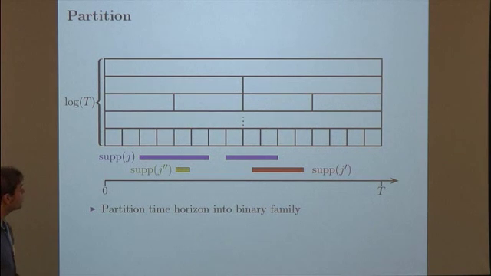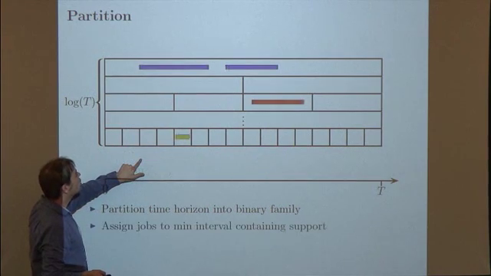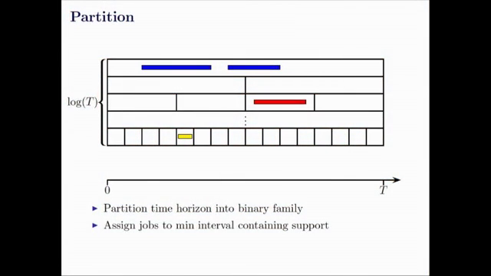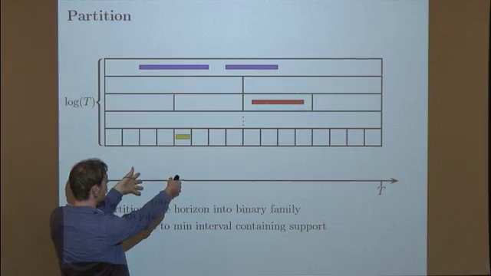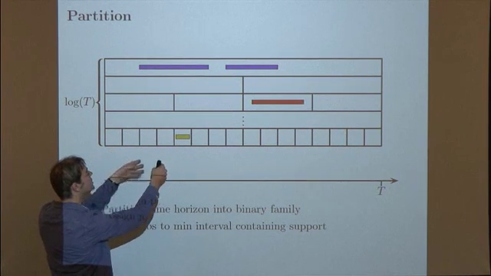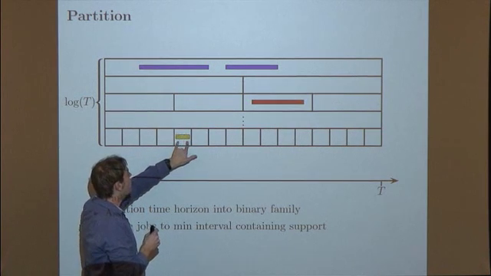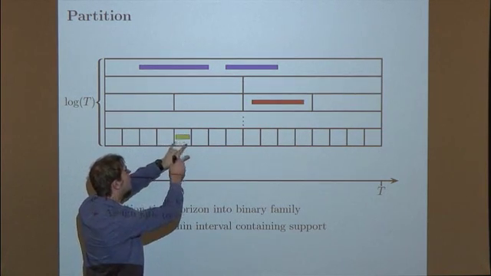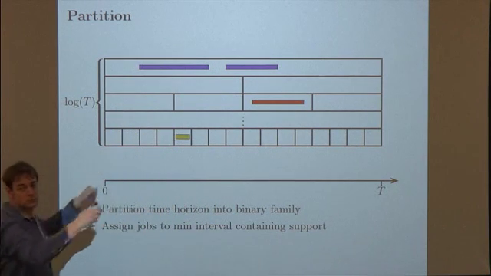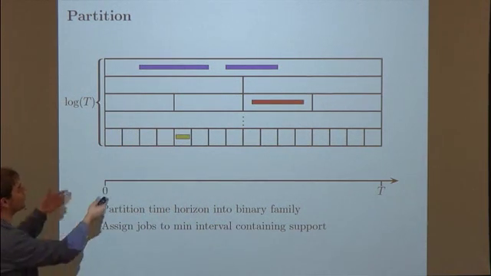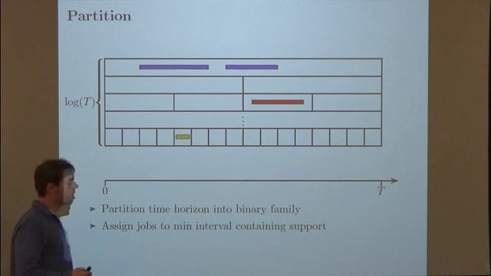OK. Now we want to do the following. Imagine, for the moment, we assign the jobs to the minimum interval containing all the support. OK? Now the idea is we want to have an algorithm that essentially starts at the bottom of that partition and schedules the jobs. So we would like to first schedule the jobs that have a very small support, and then later add in the jobs where the support was very long. Kind of hoping that they had more flexibility.